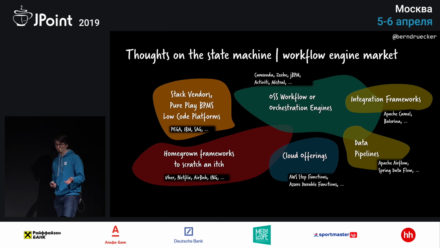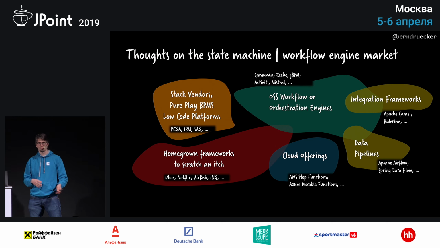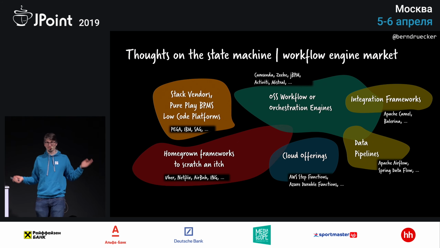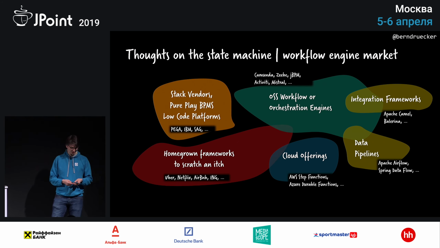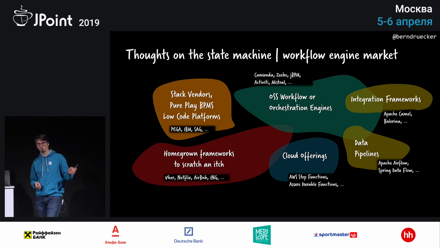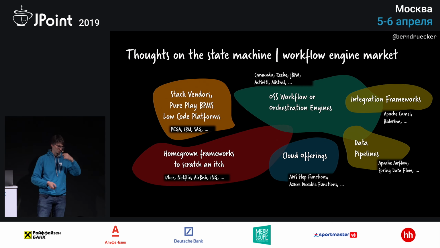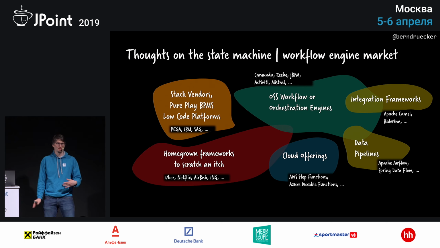Then there are open source workflow engines. That's normally the pool where you can choose from easily, especially in the Java space. There are quite a lot of them. There are cloud offerings. If you're going cloud, basically all of them have something like AWS has Step Functions, Azure has Durable Functions, Google has Google Cloud Composer, and so on and so forth. Basically all of them have something.